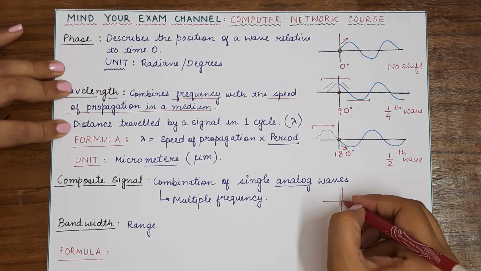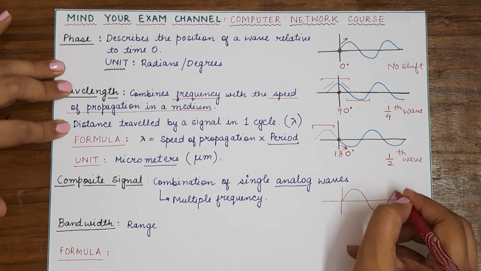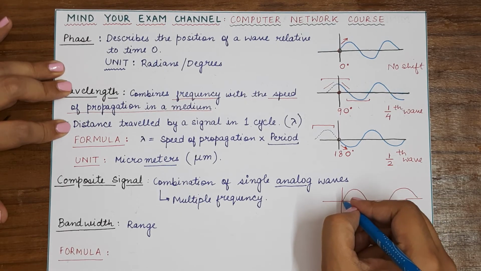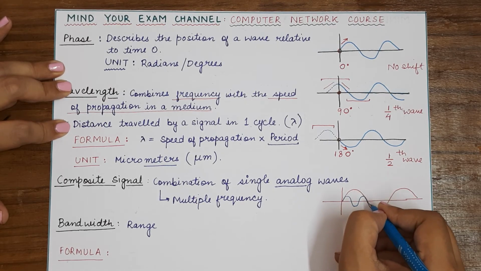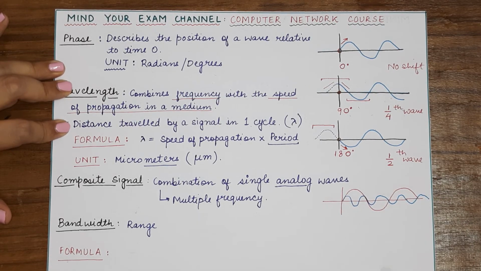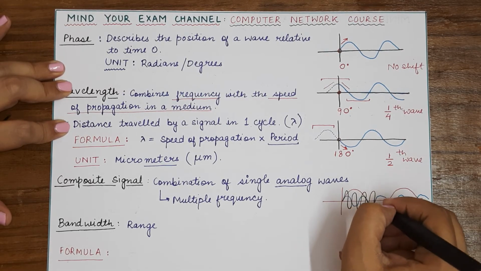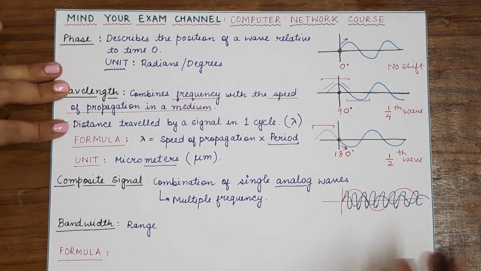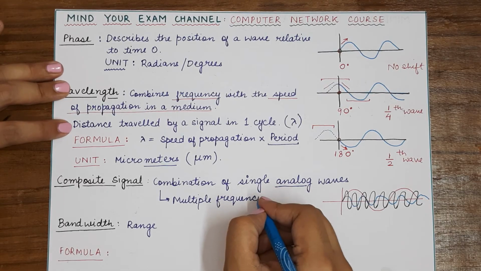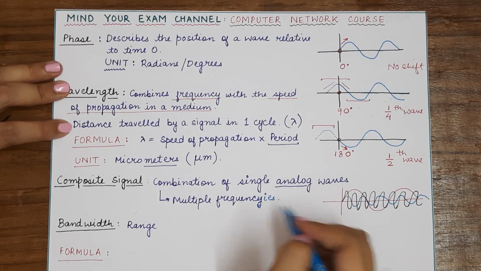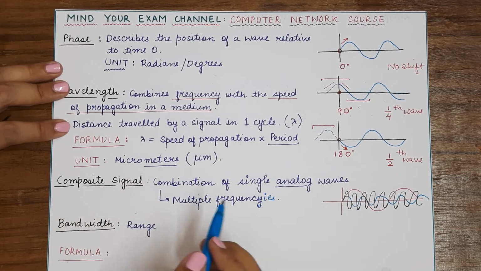So basically, multiple signals are combined together to form a composite signal. So this is a composite signal that consists of different types of analog signals. To make it more complex, the signal can also involve a wave having higher frequency. So this is a composite signal in which there is a range of frequencies. Multiple frequencies are combined together, multiple signals are combined together to form a composite signal.